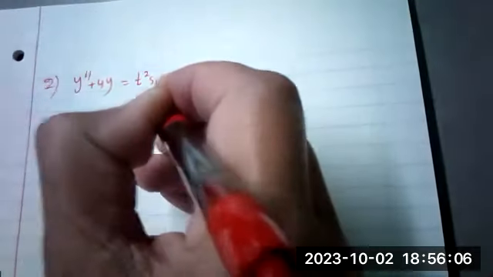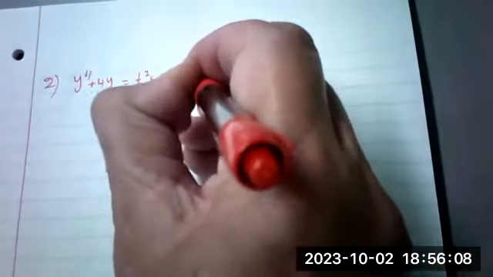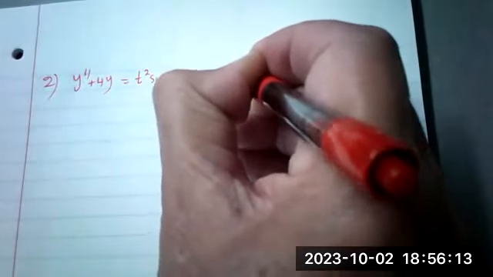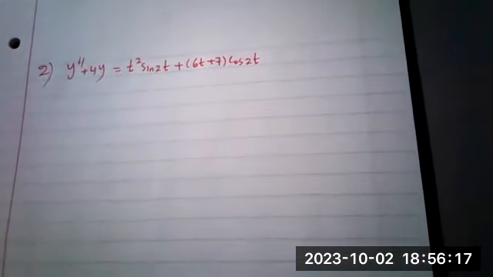So the other one is again number two. Number two, again, you have to do y double prime plus 4y is equal to t squared sine of 2t plus 6t plus 7 cosine of 2t. Okay, this must be straightforward.